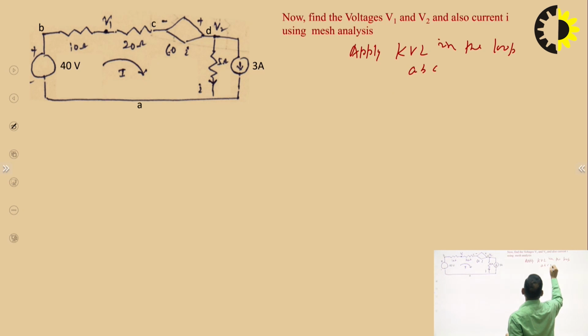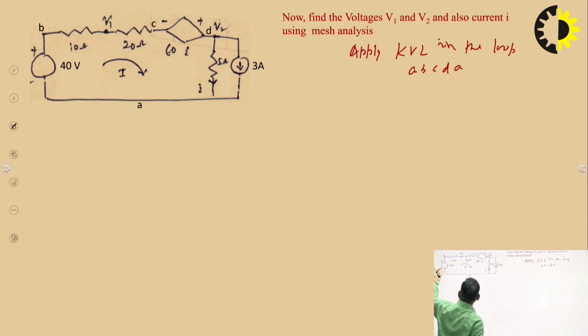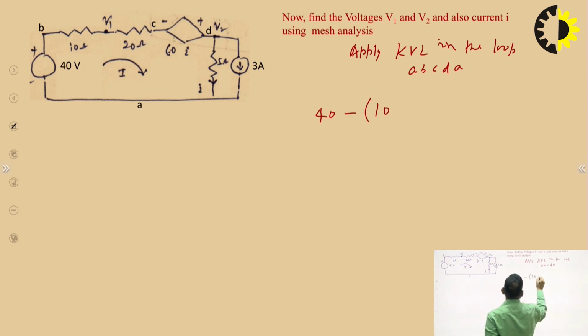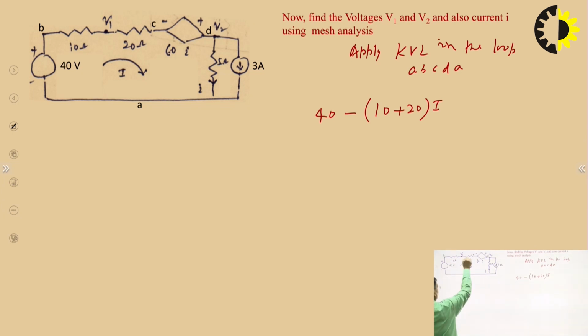B, C, D, A. So starting from A to B, we are going from the minus terminal to the plus terminal, so it is 40. Then B to C, and suppose the current through B to C is I, so it is minus 10 plus 20 into I, because current is flowing from B to C.